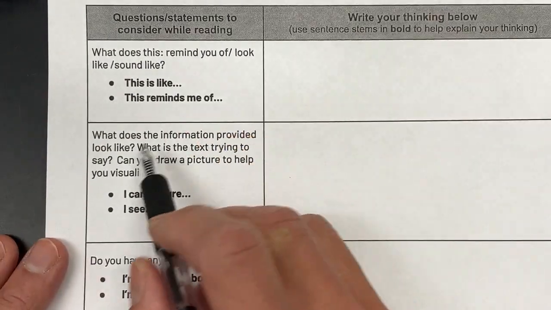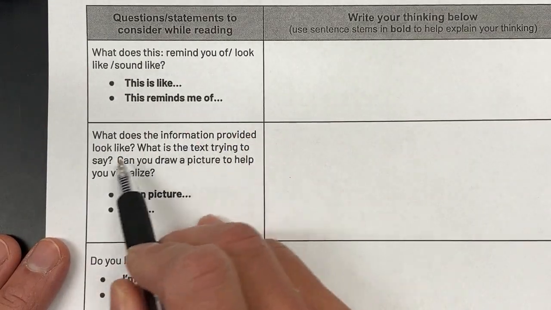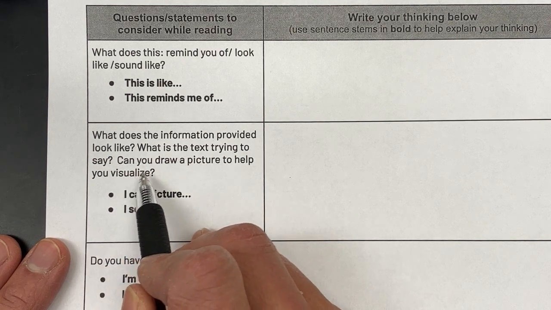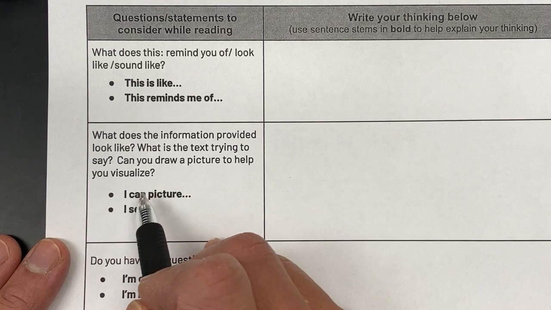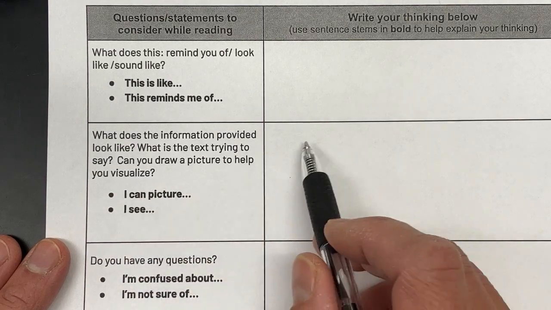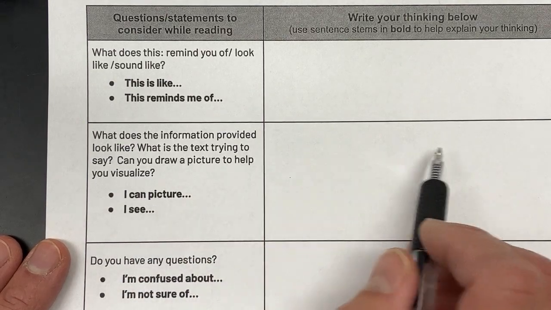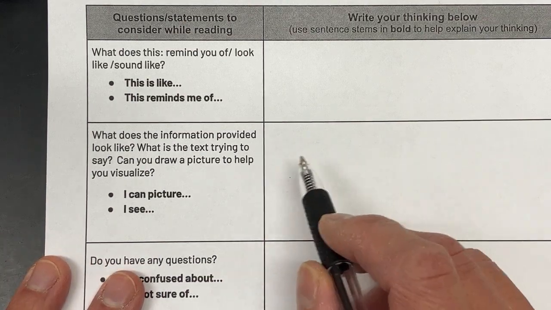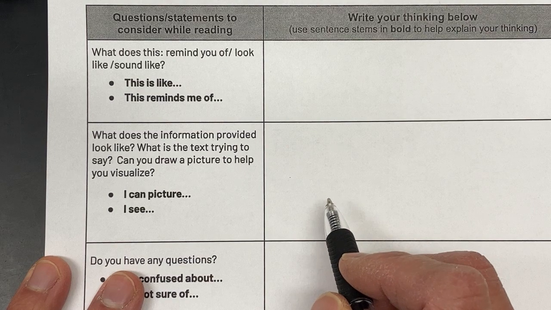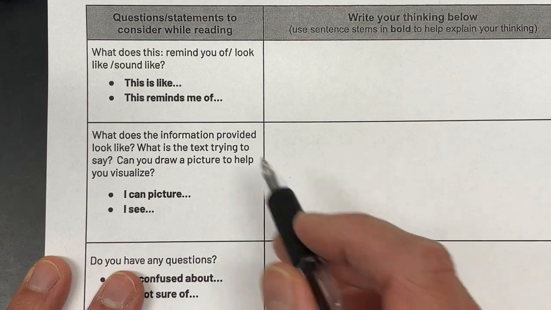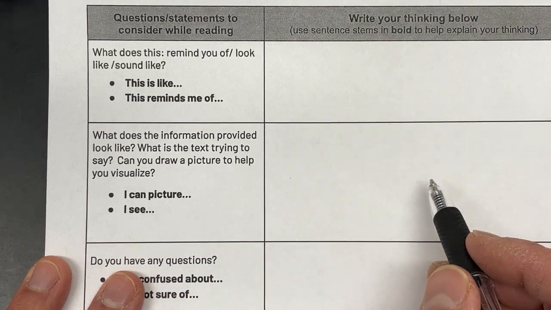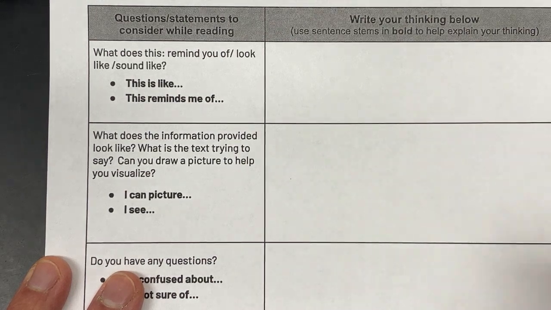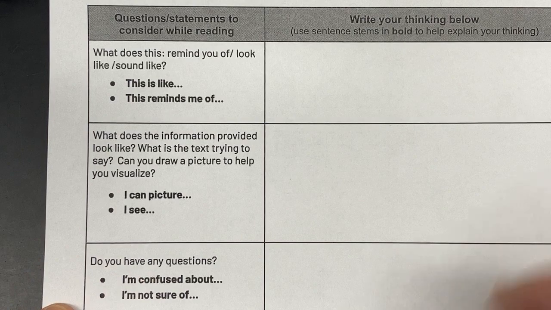The second Think Aloud question is, what does the information provided look like? What is the text trying to say? Can you draw a picture to help you visualize? You don't have to actually draw a picture, you can write a sentence, but if you picture something, say, I can picture this happening, or I see this happening. This is a visualizing step, what you're seeing based off of what you're reading.